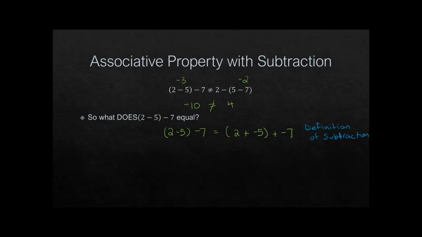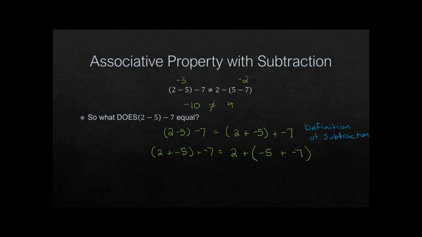So now that I've written it in terms of addition, I can use that associative property of addition to rearrange my parentheses. So I'm going to take the right side and first rewrite it so you can see what we're doing here. If I rearrange the parentheses, that means I'm now putting them around the -5 and the -7.